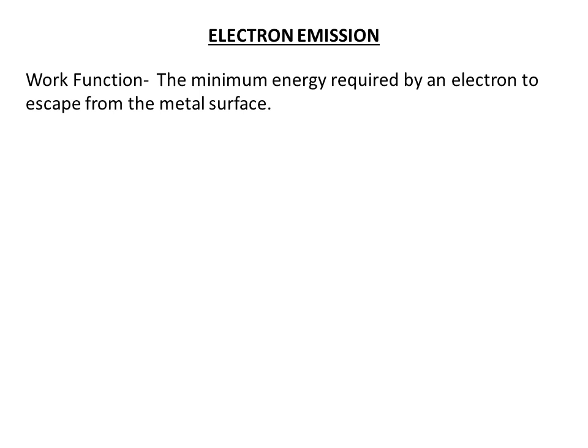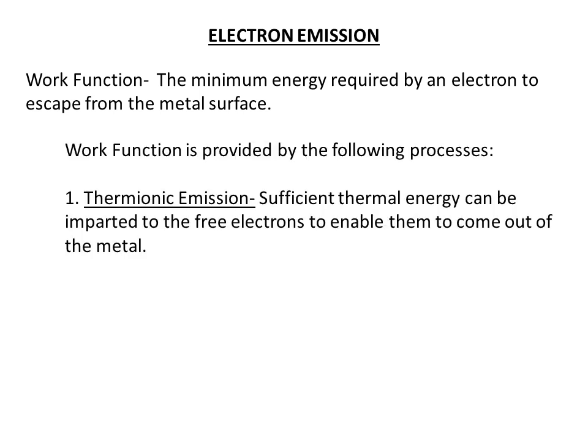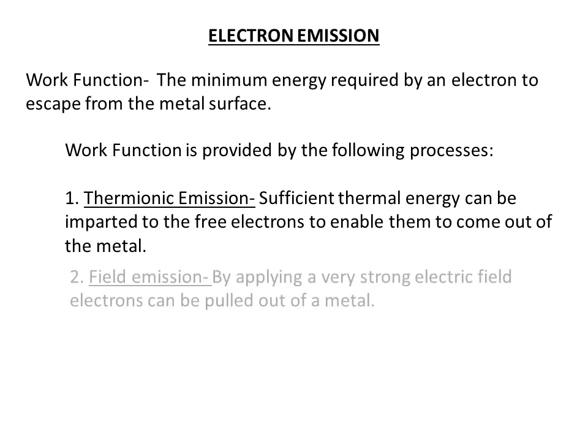First one is thermionic emission. Sufficient thermal energy can be imparted to free electrons to enable them to come out of the metal. The second one is field emission. By applying a very strong electric field, electrons can be pulled out of a metal.